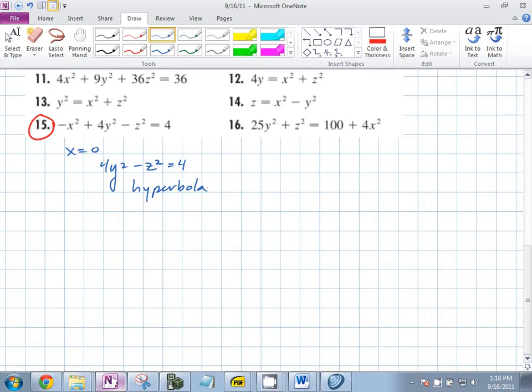Which chart? Page 836, I think, something like that. There's a whole chart. It tells you what shapes each one represents. But that's different from what that is. Well, this cross section is a hyperbola, right? Yeah, it is. I think so.